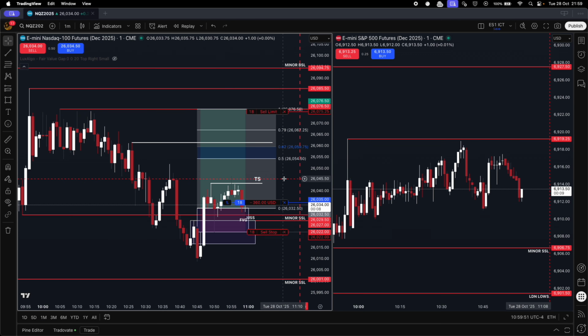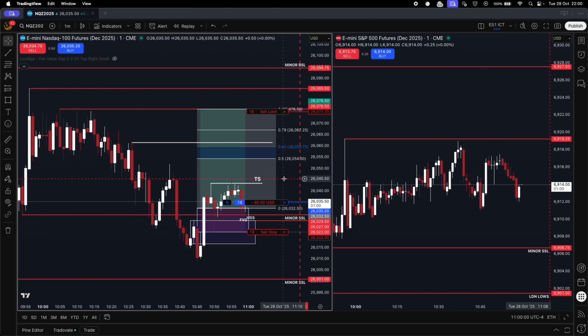So far, this execution has been flawless. I'm very happy. On ES, it tapped the gap and we were in, no hesitations. And we were in on NQ. We set a lovely stop placement in a very nice valid position.